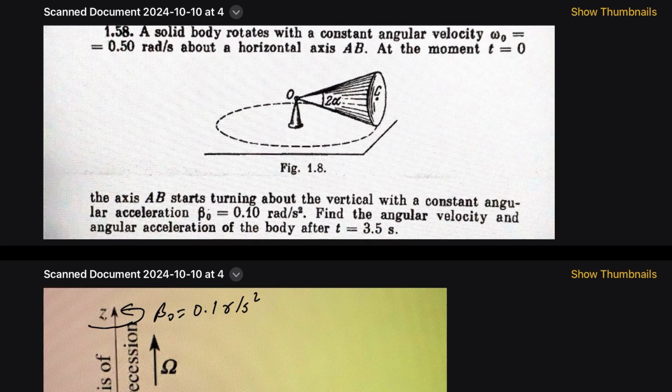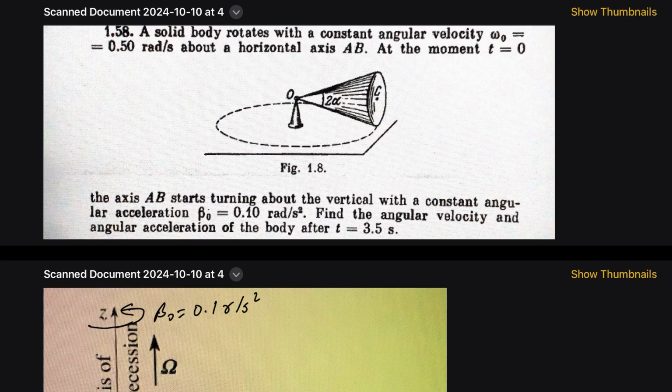Today we are going to discuss a problem from Irodov, problem number 1.58. The problem says a solid body rotates with constant angular velocity omega naught, 0.5 radians per second, about a horizontal axis AB. At a moment t equal to 0, the axis AB starts turning about the vertical with constant angular acceleration, 0.1 radian per second squared. Find the angular velocity and angular acceleration of the body after 3.5 seconds.